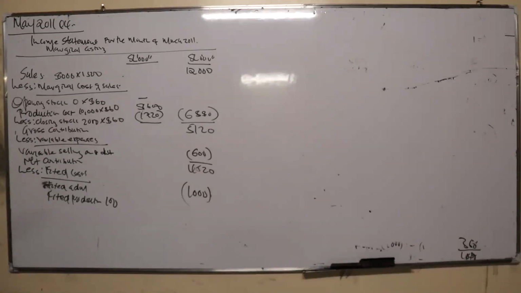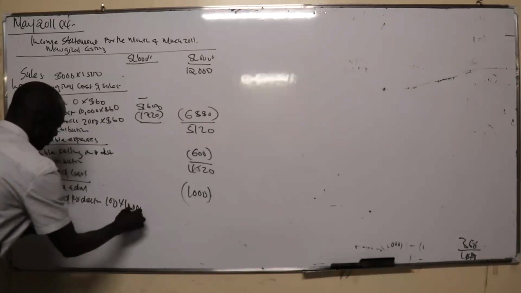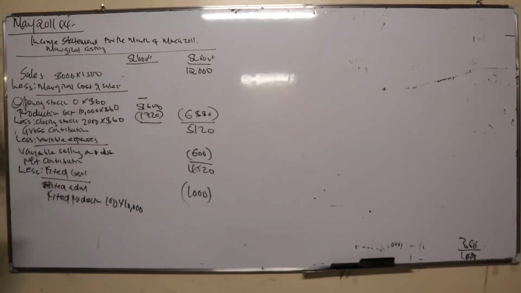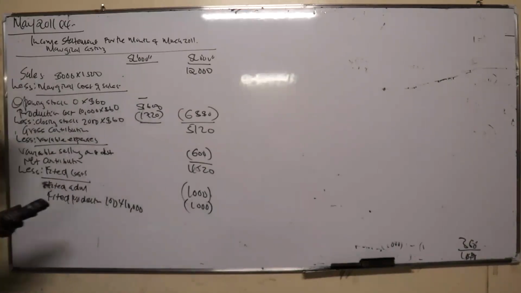So they produced 10,000 units. So you multiply here by 10,000. In some questions, they give you the total value of fixed production overhead for that period; in some questions, they give you the fixed production cost per unit. So you multiply by 10,000. So that one is 1,000. So you minus 1,000. And then we also had been told advanced fixed overheads.